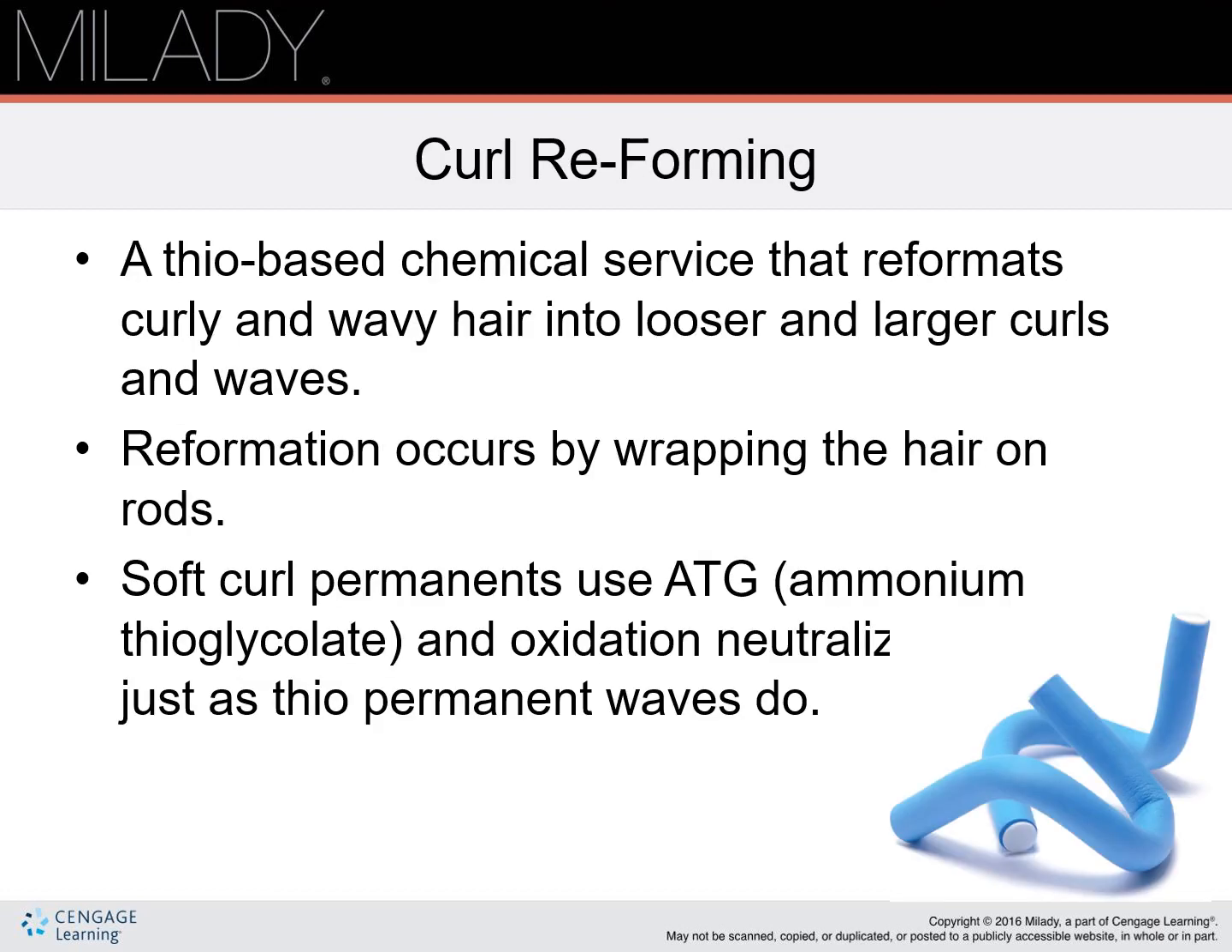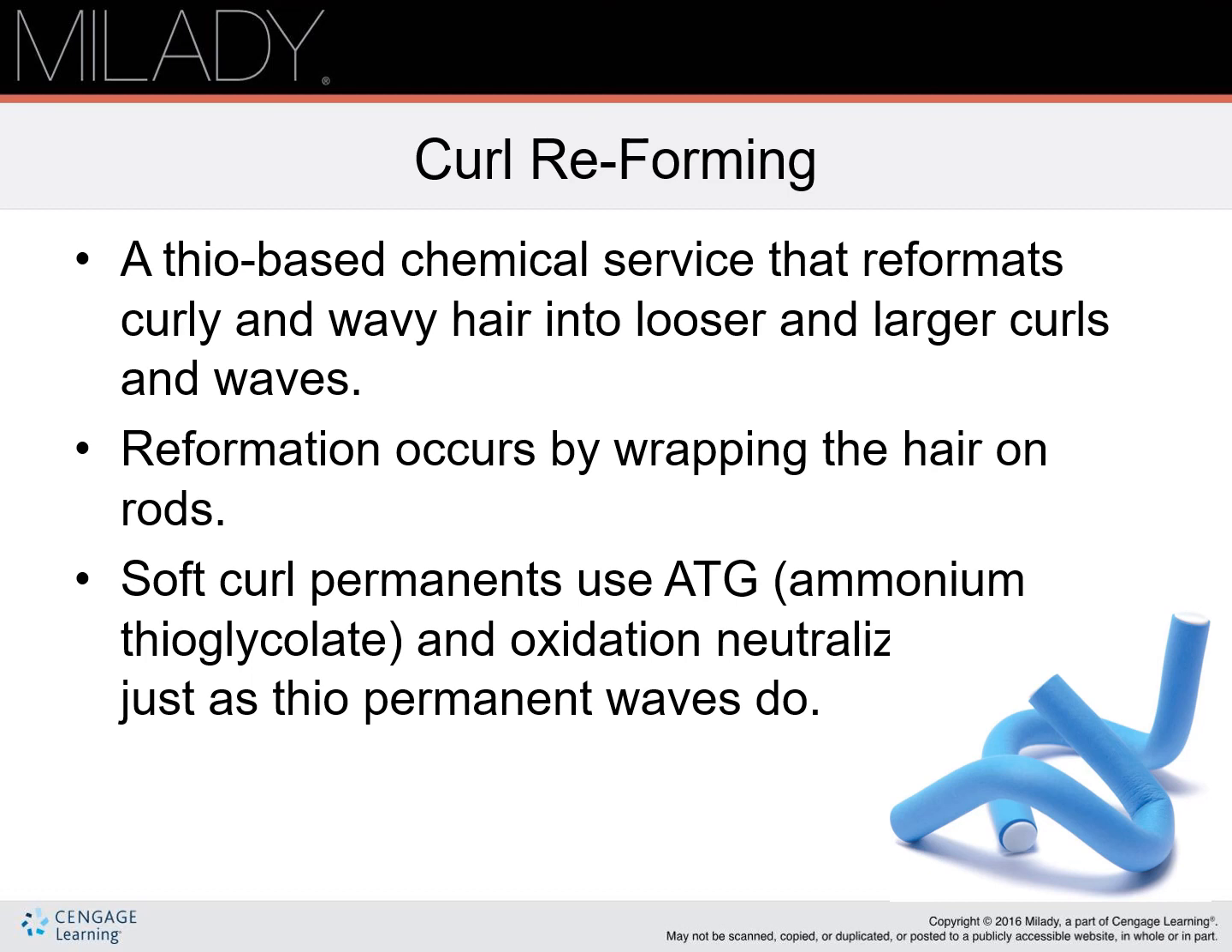All right, guys, we're wrapping up the hair relaxer section, and we're going to talk about soft curl permanents, or curl reforming. Curl reforming does not straighten the hair. It simply makes an existing curl larger and looser. A soft curl permanent is a thio-based chemical service that reforms curly and wavy hair into looser and larger curls and waves. Reformation occurs by wrapping the hair on rods. Often, this type of chemical service is referred to as a curl or curly perm.